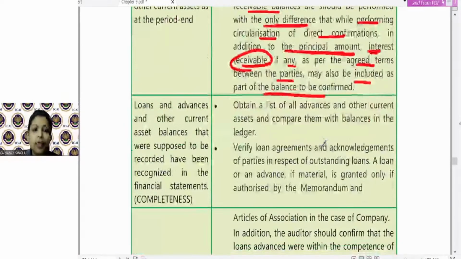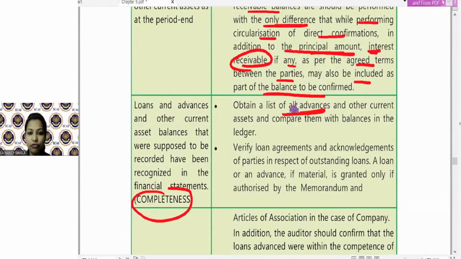Simple. For completeness, you will take a list, right? We have seen it. List of all advances, compare them with the ledger. Loan agreements, acknowledgments, confirmations from the party, right? If any discrepancy or if any material loan is given, then whether memorandum of association.